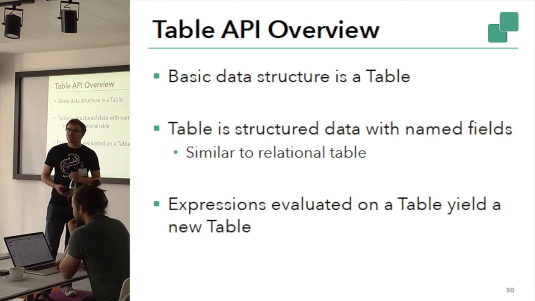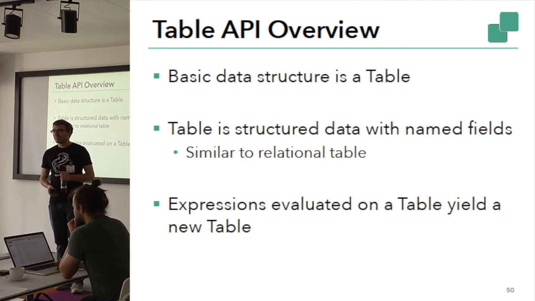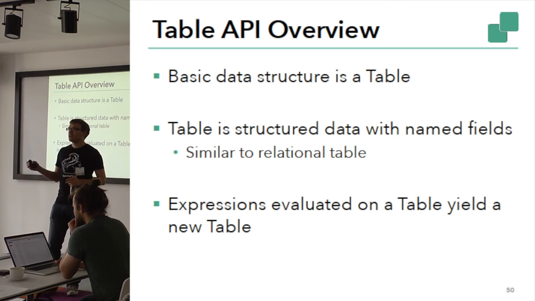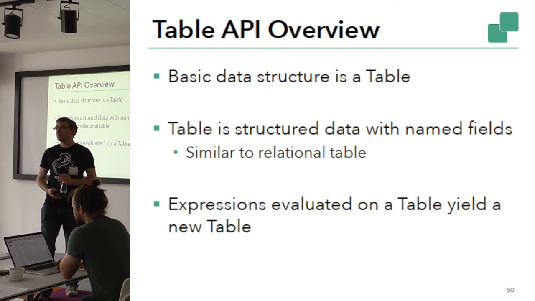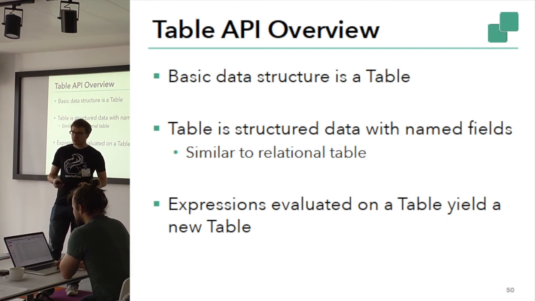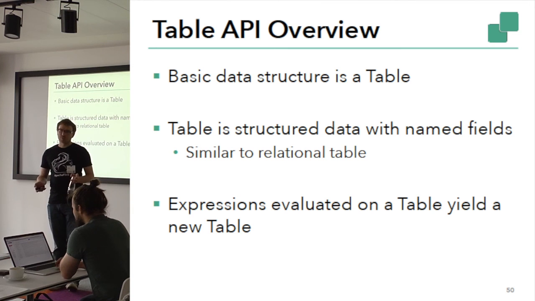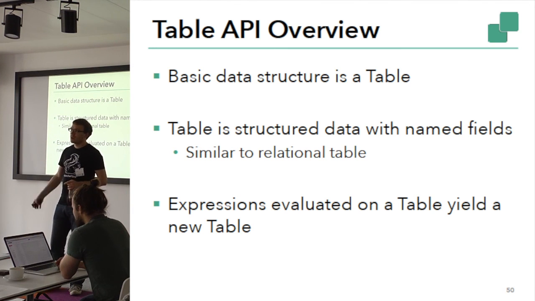The basic data structure of the table API is, not surprisingly, a table. And table here is similar to a relational table. So you have structured data with named fields, named columns. And whenever you evaluate an expression on this table, the result is going to be another table, possibly with another schema, but you basically go from table to table to table, similar to how you go from data set to data set to data set.